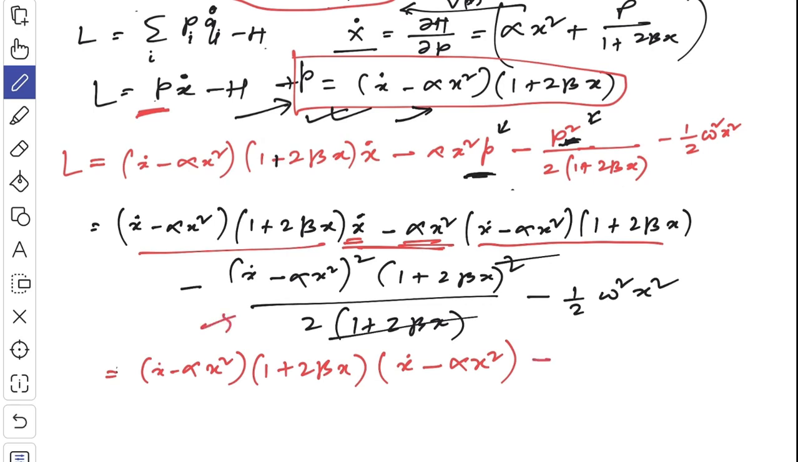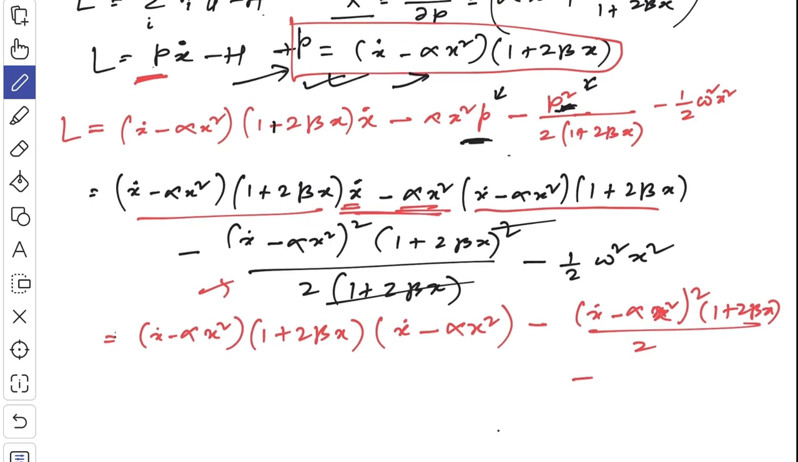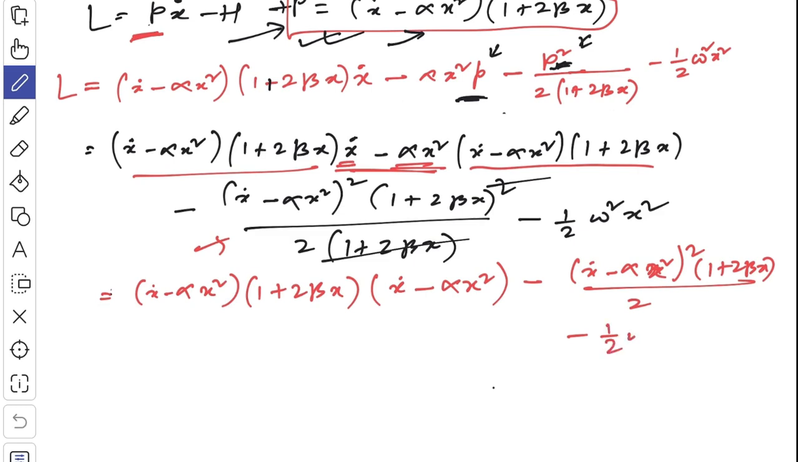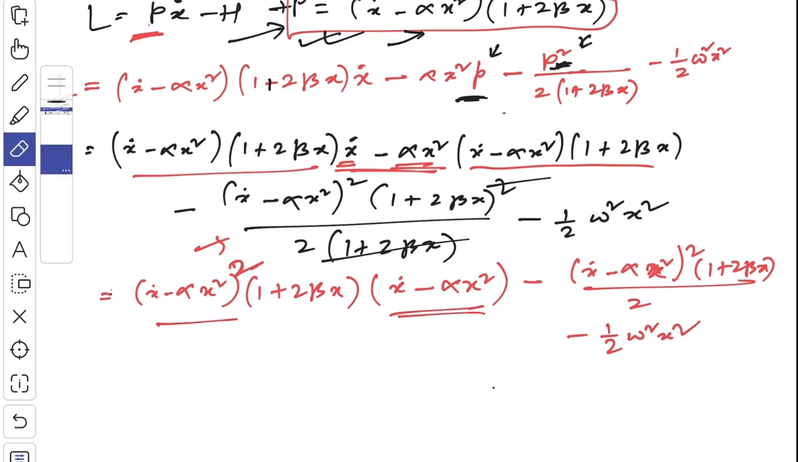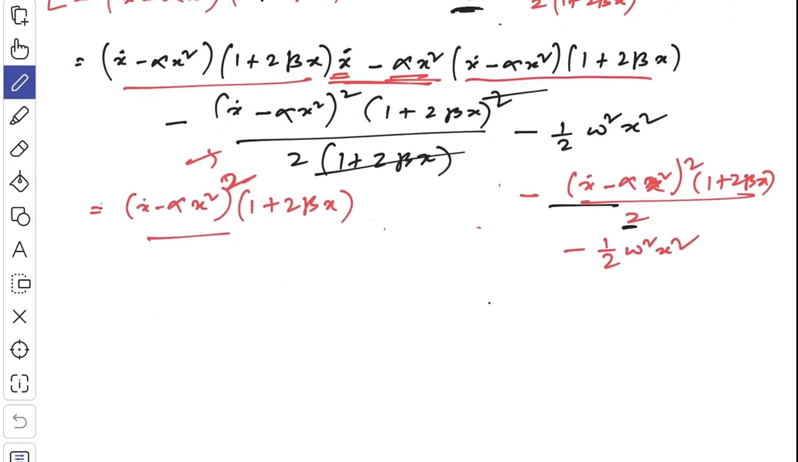From here we will get minus (x dot minus alpha x square) whole square into (1 plus twice beta x) divided by 2 minus half omega square x square. So here you see these two are same terms. So instead of writing twice, you can write here square, and let me remove this. So we can write this way, isn't it? So hope you have understood this. So now let me scroll down the page.